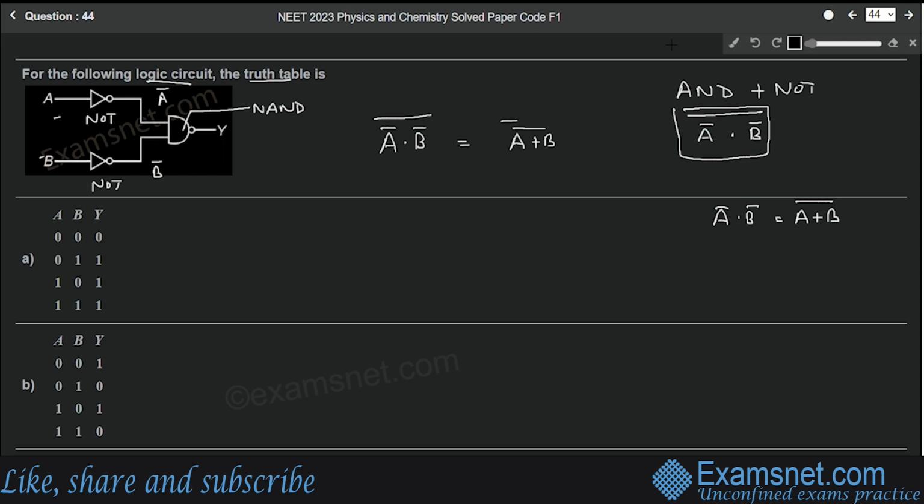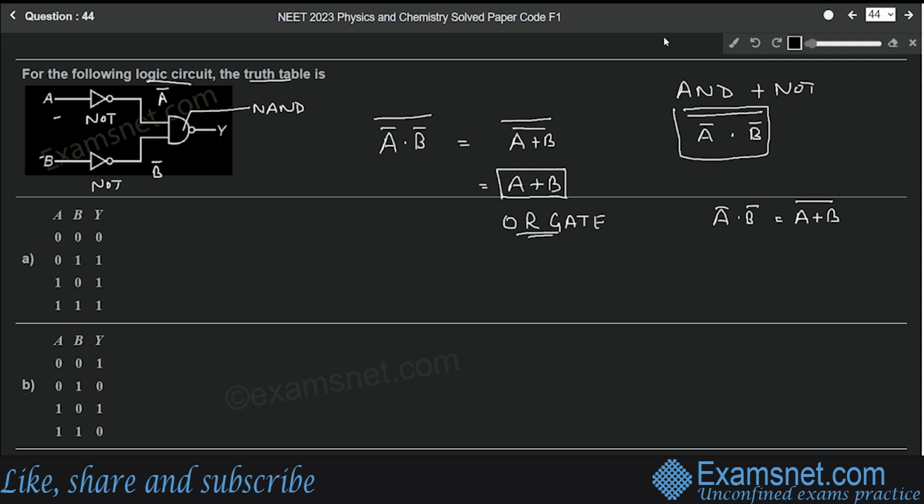There was an additional bar here. Okay, so it is A plus B double bar, which will become A plus B. Okay, so the final output will be A plus B. That is an OR gate. Okay, that is an output of OR gate. So what is the logic circuit in case of OR gate?